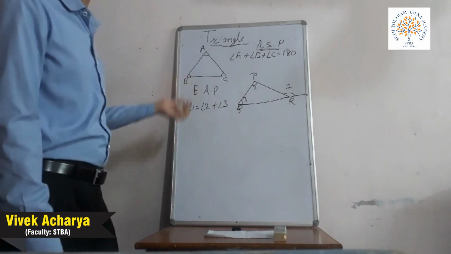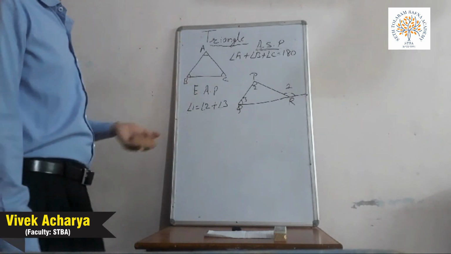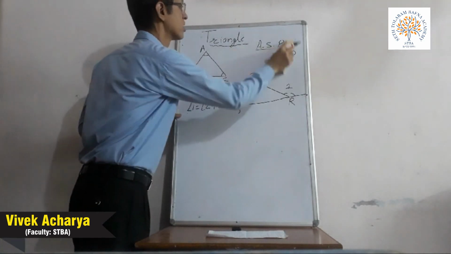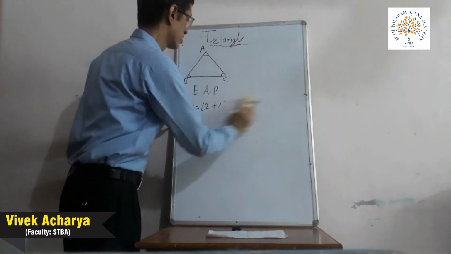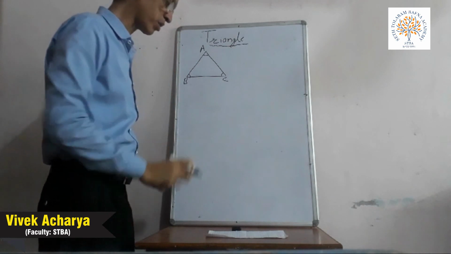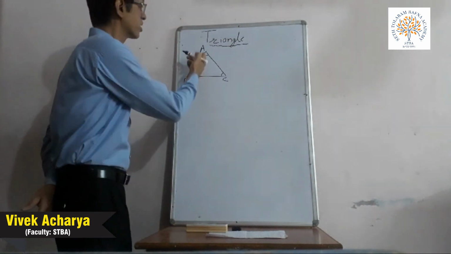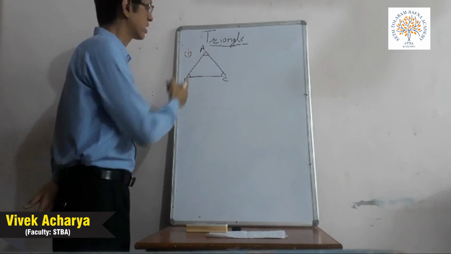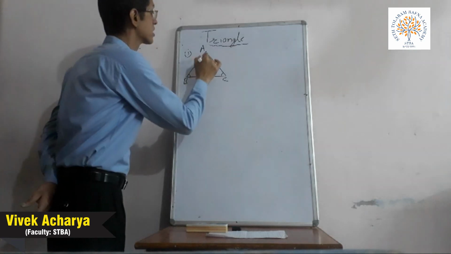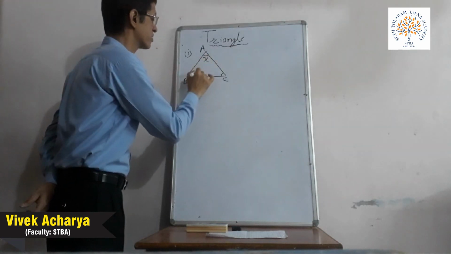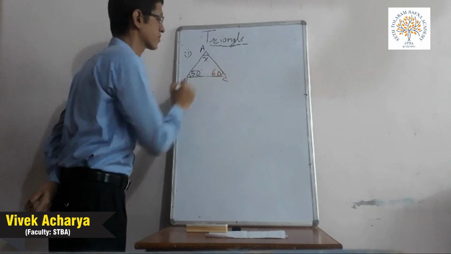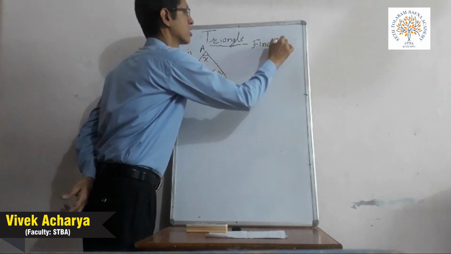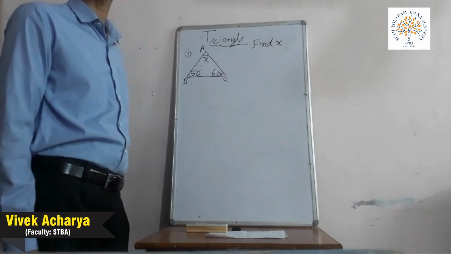Now, on these two properties I am going to explain some questions. Just look at this. First, on the exterior angle property. For example, students, you are given a triangle. This is question one, and you are given this angle is x, this one is 50, and this one is 60, and you have to find x.